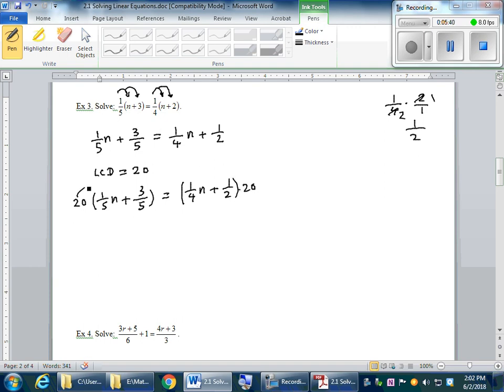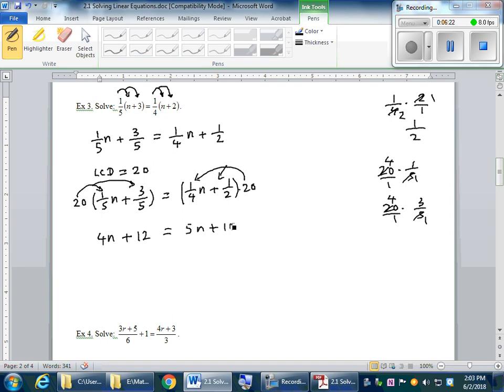So when I distribute it, this gives me 20 times 1/5. We can do it on the side work like before. 5 goes into 20 four times, so that will be 4n. And 20 times 3/5, we do on the side work. 5 goes into 20 four times, 4 times 3 is 12, so it will be plus 12. 1/4 times 20 is 5n, plus 1/2 times 20 is 10.